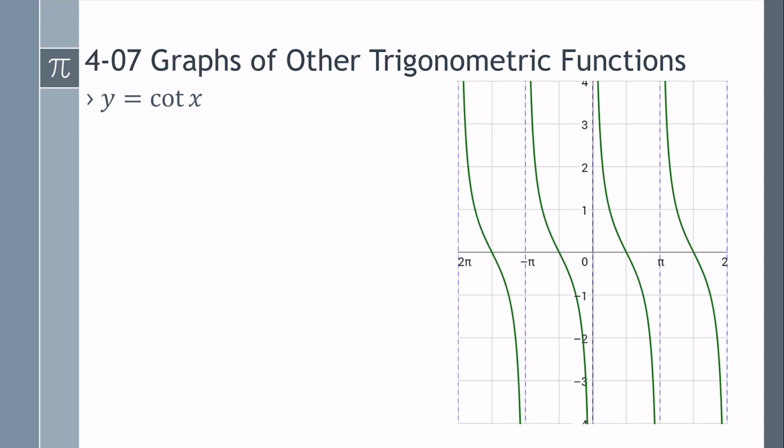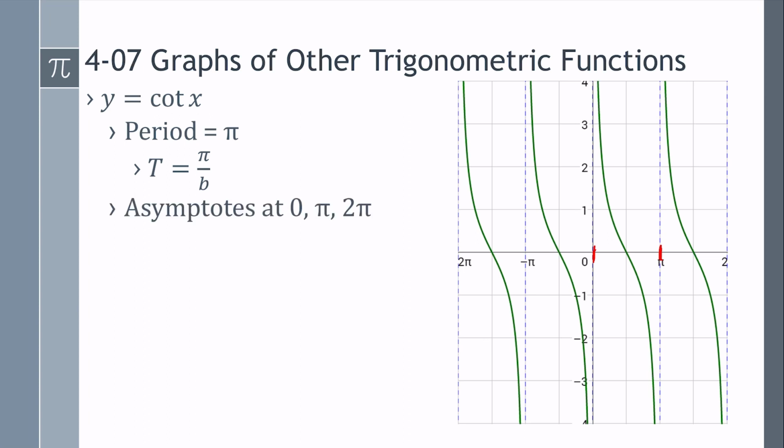For y equals cotangent of x, it looks like tangent but flipped upside down. It is also shifted sideways. The period, though, is still pi. From there to there, where it repeats is pi. So it's pi over b to calculate the period. Now the asymptotes where cotangent is undefined, which is 0, pi, 2 pi, so on.